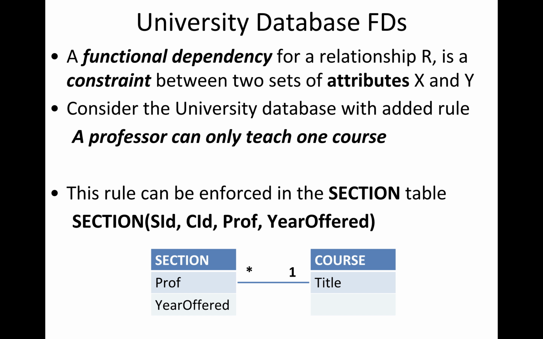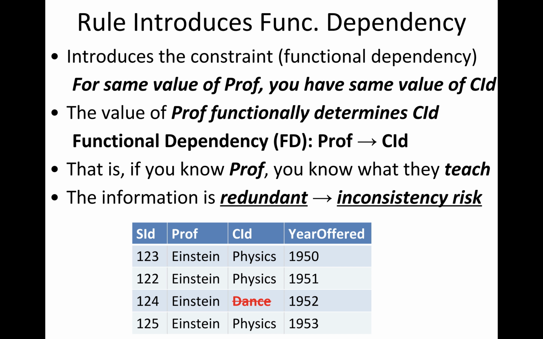So here we're enforcing it because the professor is only being represented in that one section, and you only have one course given that section. So that's already being enforced. But what if you introduce other constraints, other rules? Might they be inconsistent with prior rules? It might say that for the same value of professor, you have the same value of course. We already have that.